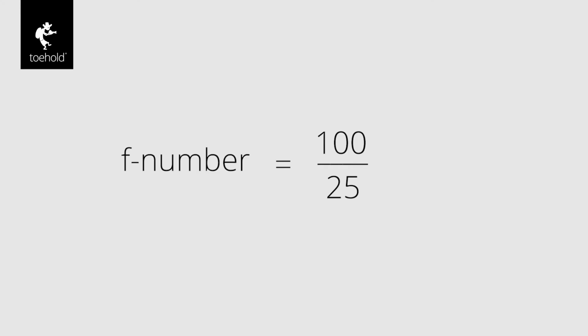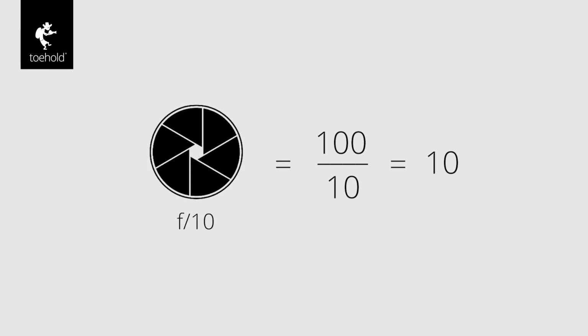Let's continue doing the reduction of aperture. This time, let's reduce the opening to a diameter of 10 millimeters. So the focal length is 100 and the aperture is 10 mm diameter. And now when we divide 100 by 10, the quotient is 10. That's f10 for you.